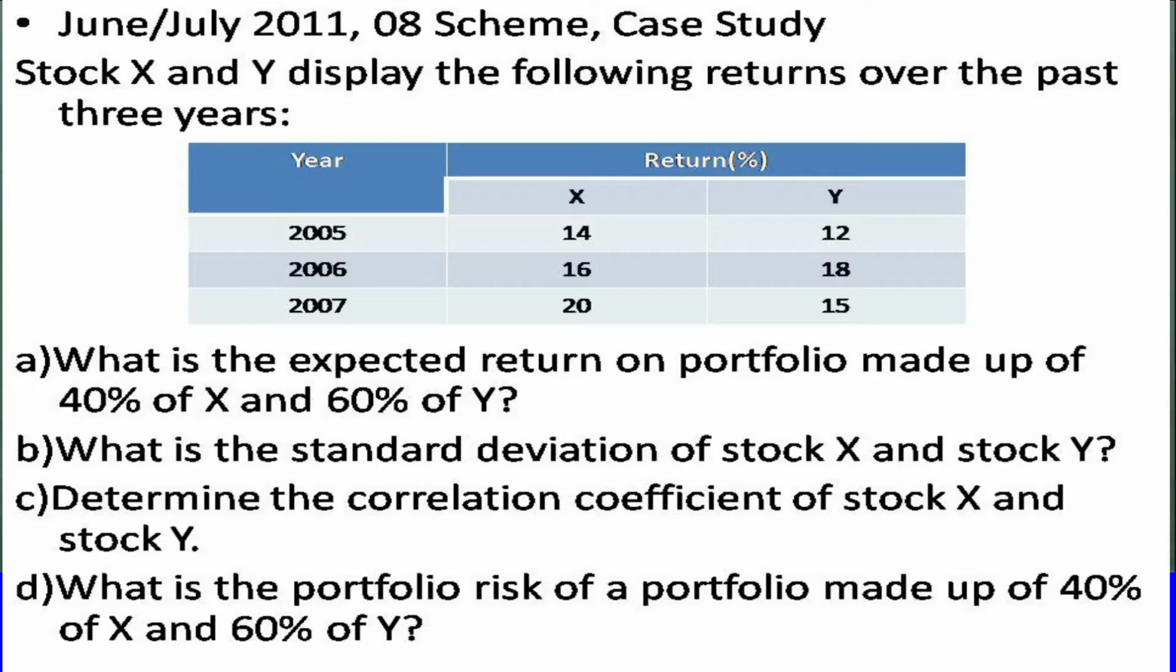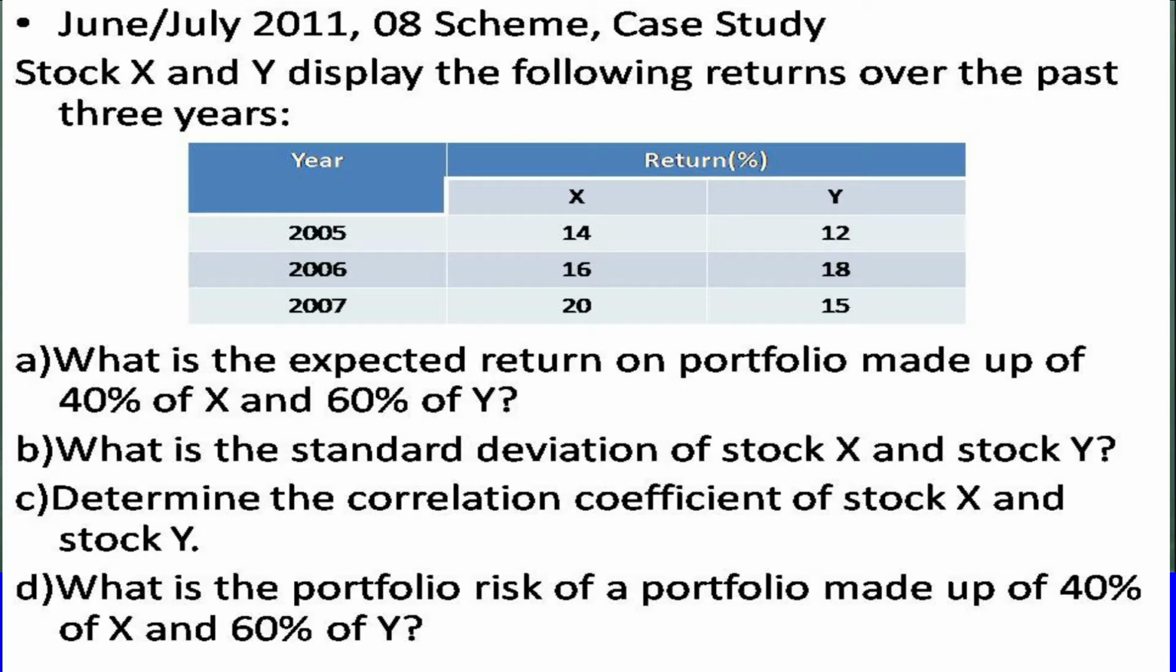Stock X and Y display the following returns over the past 3 years. They have given 3 years, 2005, 2006 and 2007, and two returns, X and Y. First question: what is the expected return of a portfolio made up of 40% of X and 60% of Y? Second: what is the standard deviation of each stock? Third: determine the correlation coefficient of X and Y. Fourth: what is the portfolio risk of the portfolio made up of 40% of X and 40% of Y? To do this problem, let's write down the data first.